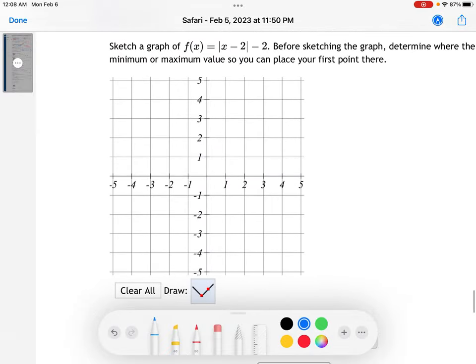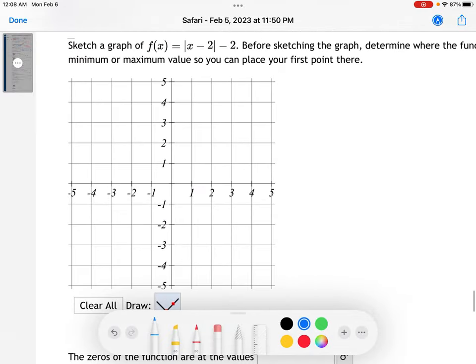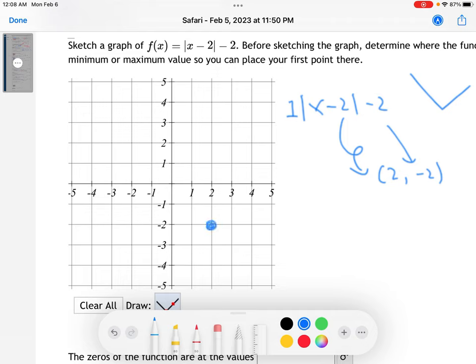Okay, here we got to sketch this graph. So |x minus 2| minus 2. Because there is an invisible 1 there and it's positive, you know it'll open up like that. Your vertex here, flip that sign, 2. This one comes down -2. Let's go and graph that. So x is 2, y is -2. We've got that point. Slope is just a normal 1, so it looks like that.